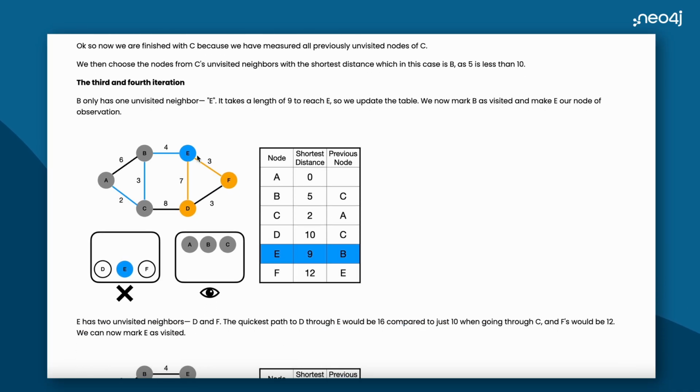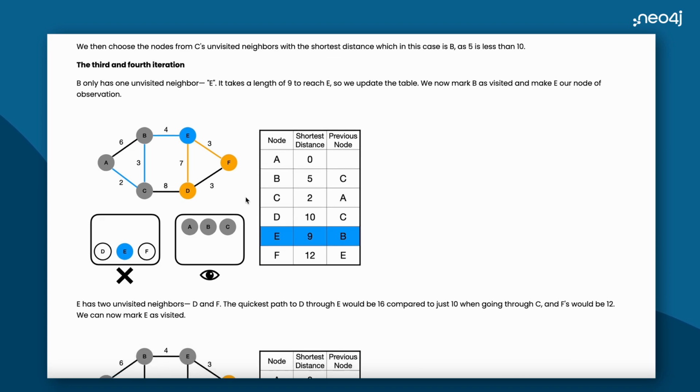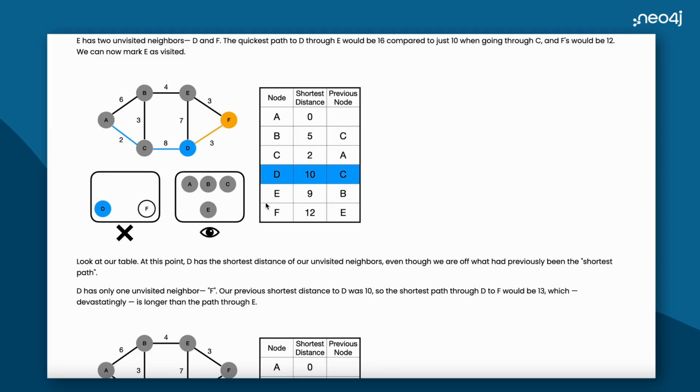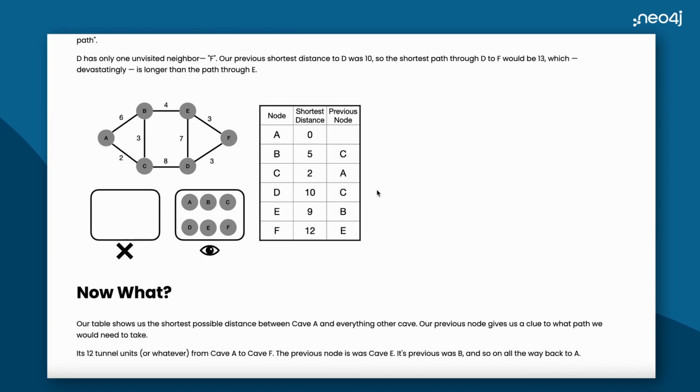So the next one will be F and D. So for D, the shortest way back will be 10. 8 plus 2 is 10. And from F, it would be 12. So we update the table there, and you have all of your distances. To get to F, you go through E, from E to B, from B to C, from C to A.